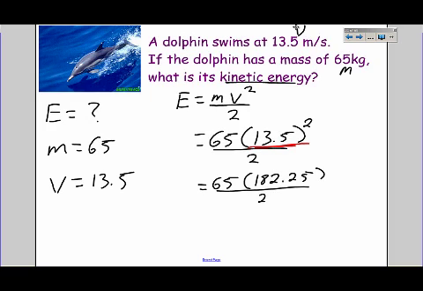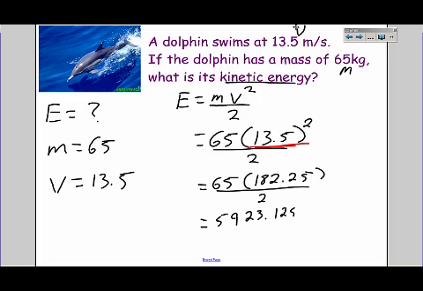So 13.5 squared is 182.25. We bring down the 65. We haven't done anything with that yet, or the divided by 2. We do the rest of the math for this, and we end up with 5,923.125. Okay, now again, we're not done yet.